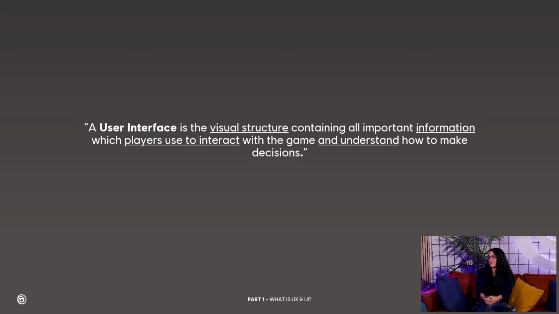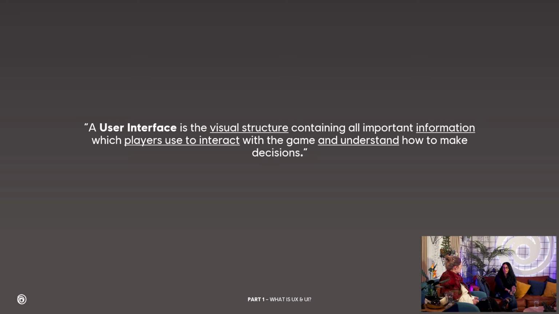A user interface is the visual structure that contains all important information that players use to interact with the game. This user interface tells the players what they have achieved in the game, or what their current progress is, and it also presents information that can help players make decisions during gameplay. For example, if you see a health bar in a game, this health bar will provide information about the remaining health of a player, which the player can then use to decide whether they have to heal or can continue attacking in a game.